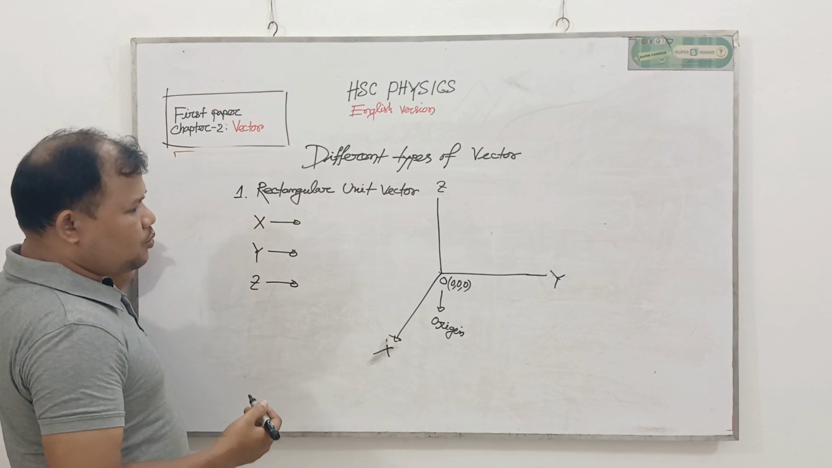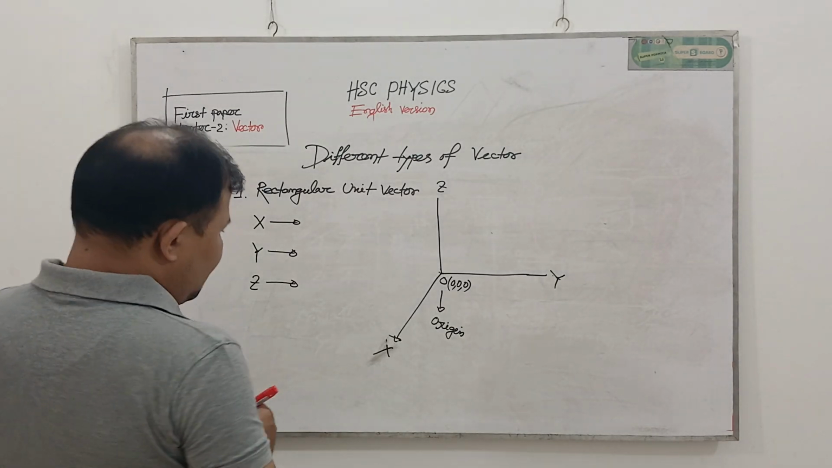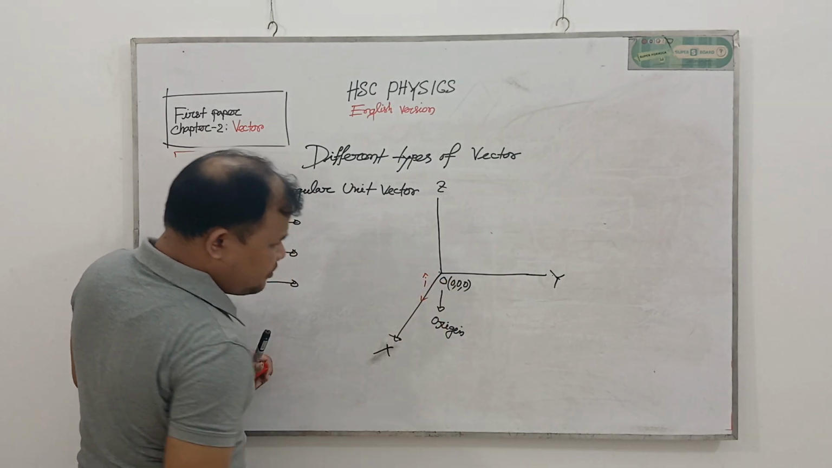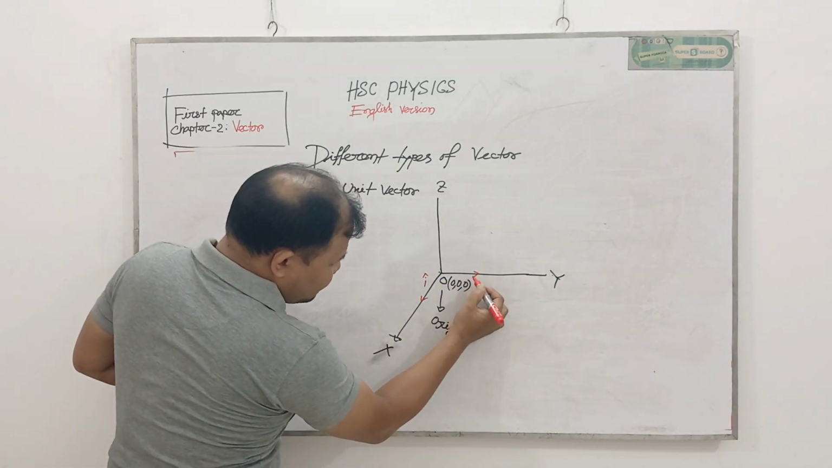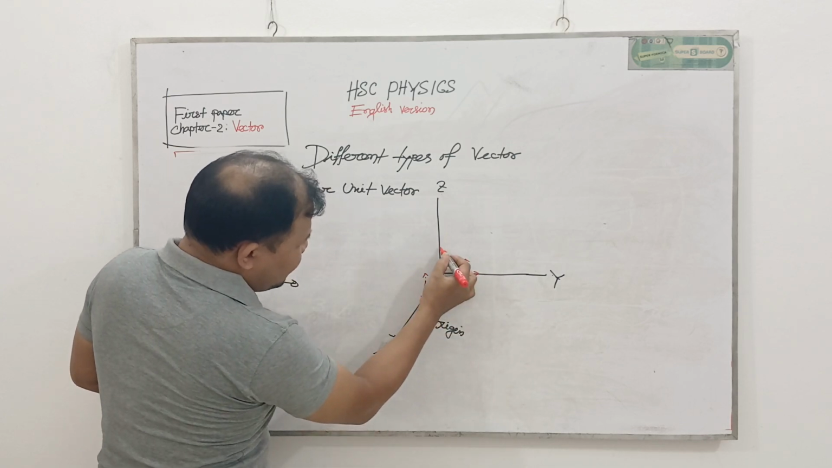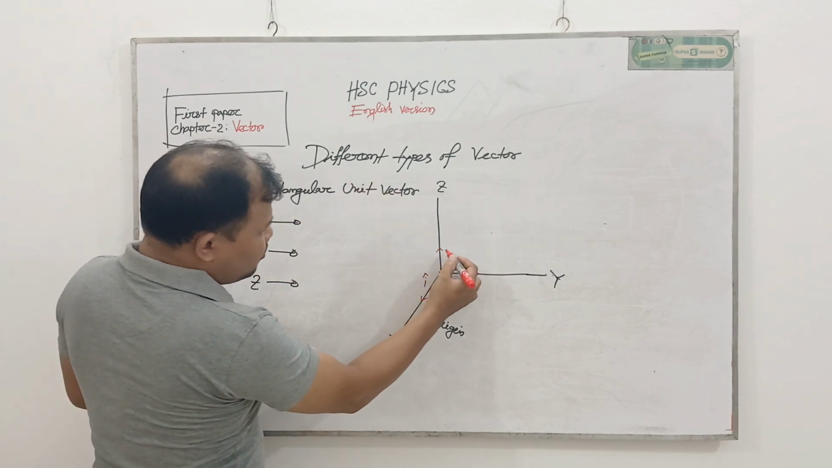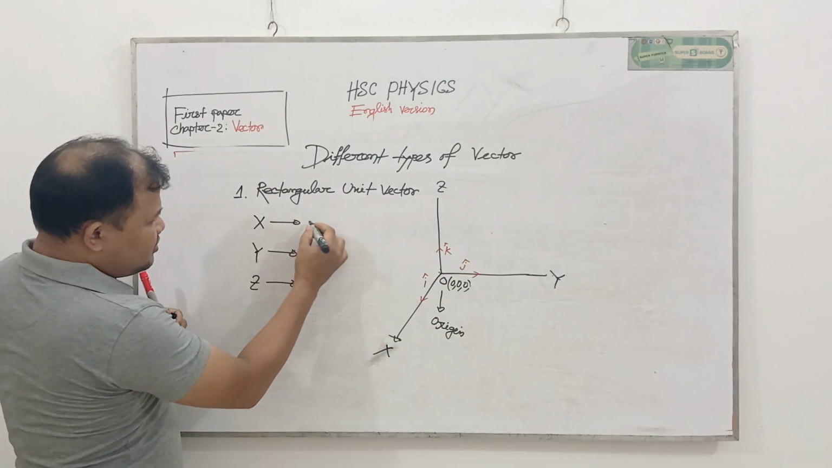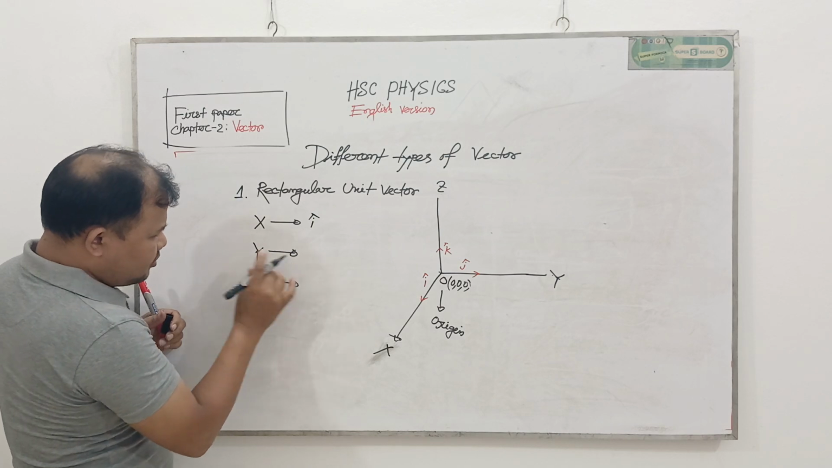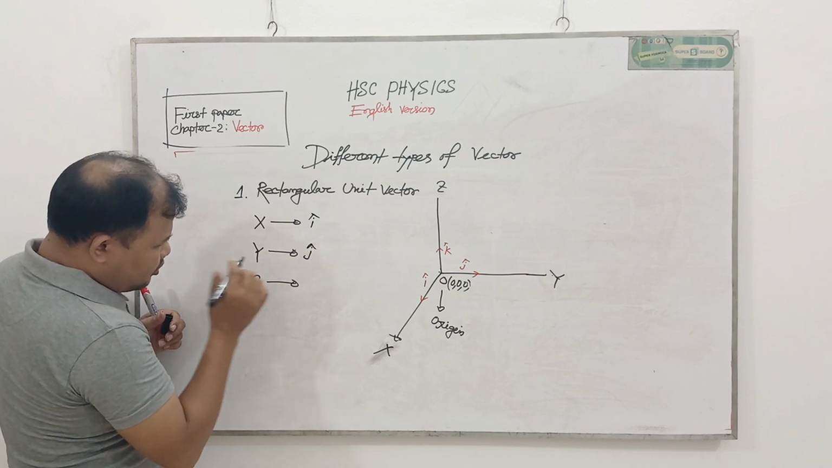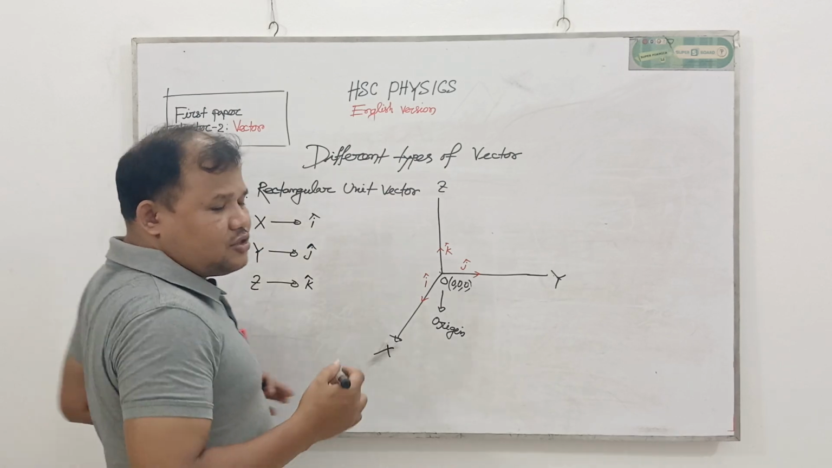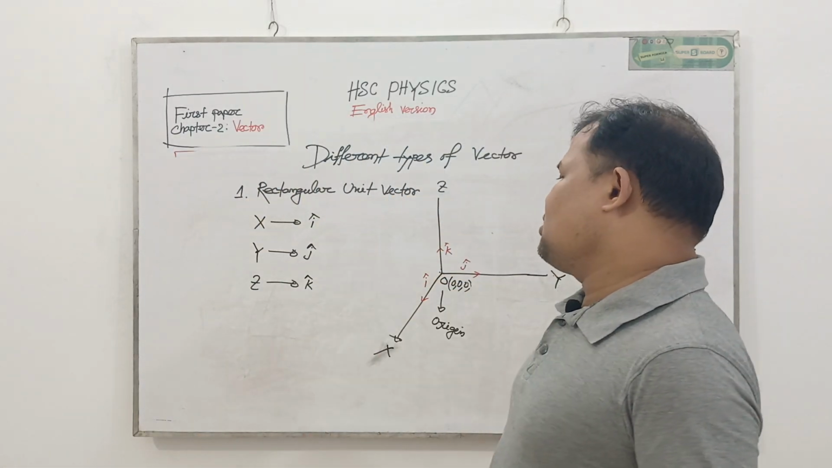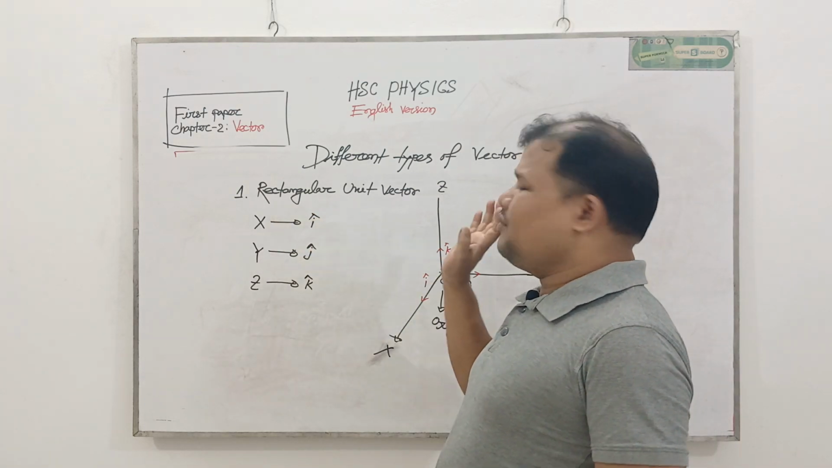Along these three axes, we use three unit vectors. Along the positive side of the x-axis, we use unit vector i cap. Along the positive side of the y-axis, we use unit vector j cap, and along the positive side of the z-axis, we use unit vector k cap. My dear students, these three unit vectors i cap, j cap and k cap are called rectangular unit vectors.